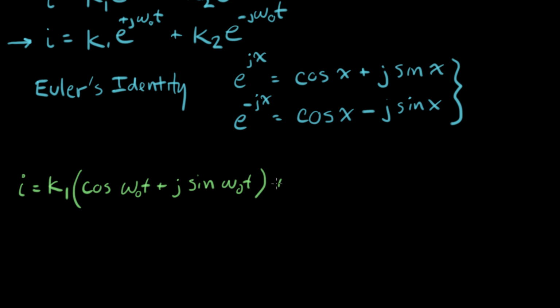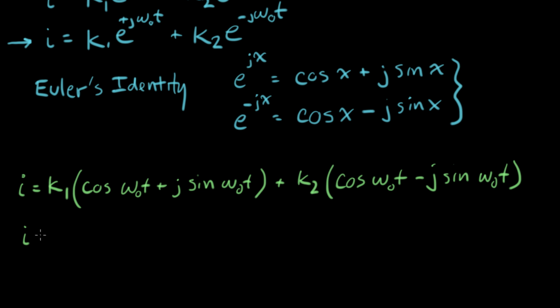Now the second term is plus k2 times, now we have the negative up in the exponent, so we use this one, cosine omega naught t minus j sine omega naught t. Now we have our solution spread all out across the screen, and let's see if we can tidy things up here. I'm going to gather all the cosine terms together, and then I'll gather the sine terms together.